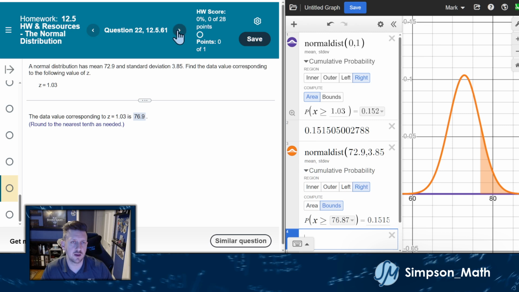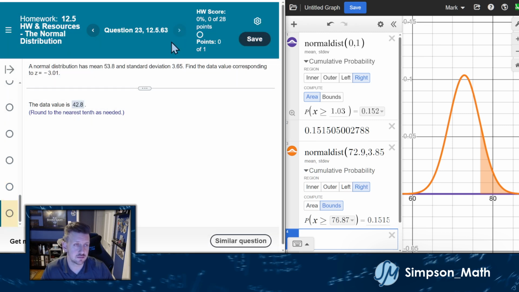All right, we had this again, just another one to practice. A normal distribution has a mean of 53.8 and standard deviation of 3.65. Find the data value corresponding to a z-score of negative 3.01.